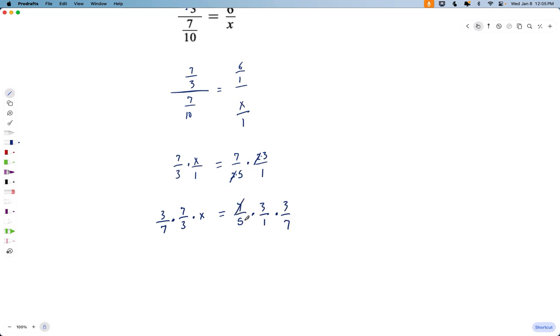That allows me to cancel my 7s before I do any math and then have to undo it and factor it back out. So then these 7s are canceled, these 3s are canceled. I just have an x over here, and I have 3 times 3 in the numerator, which is 9, and 5 times 1 in the denominator, which is 5. And that was so much easier than trying to multiply it and then reduce it later. But that is the correct answer, 9 over 5.